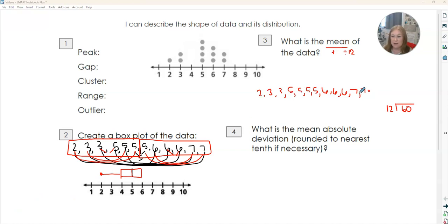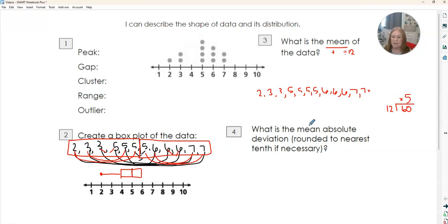So when we add these all up, we should get 60 as our total. We're dividing it by 12 because there were 12 dots. So that is a mean of 5. So if we were able to spread them out perfect and level them out, they would all get 5.